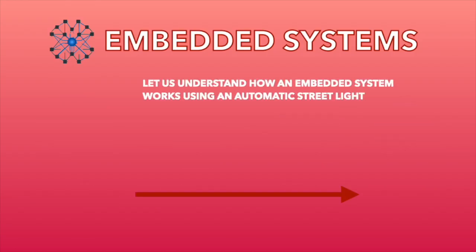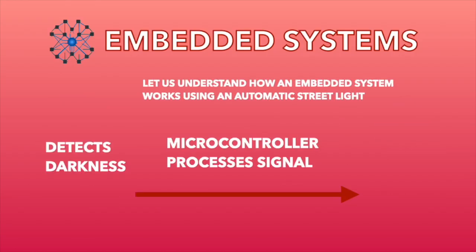An automatic streetlight system is a simple example of an embedded system that uses a microcontroller or microprocessor to control lights based on darkness. It works using a light sensor, LDR, light-dependent resistor, as the input device. The embedded system processes this input and decides to keep the street light off.